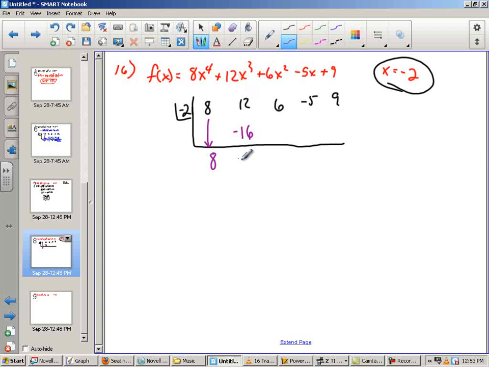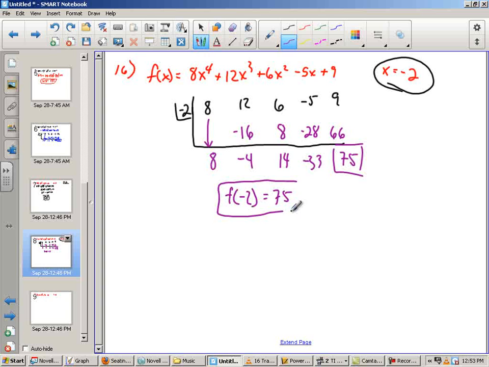12 plus a negative 16 is negative 4. Negative 2 times negative 4 gives me 8. 6 plus 8 is 14. 14 times negative 2 is negative 28. This is negative 33 when I combine those. Gives me positive 66. And when I add them, I get 75. That is my answer. So f of negative 2 is 75. In other words, when I plug negative 2 into the function f, I get back 75.